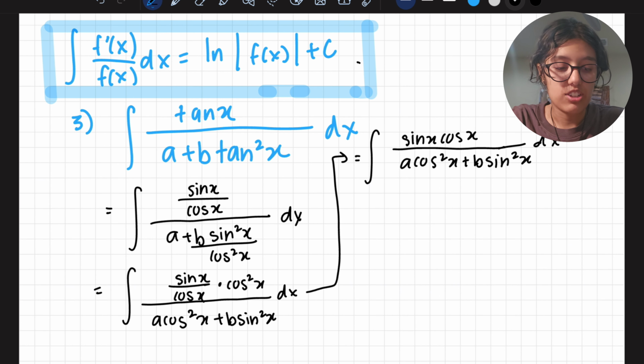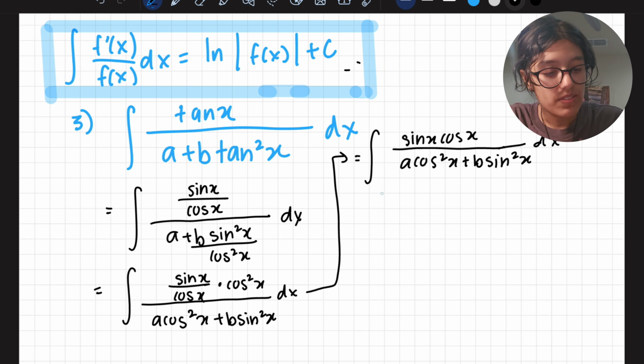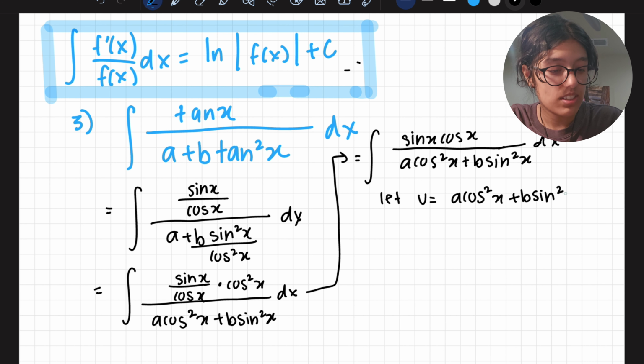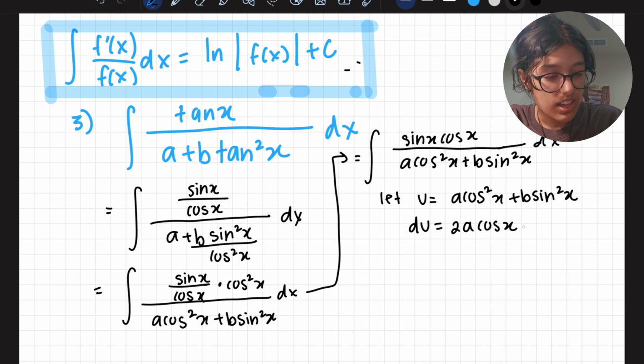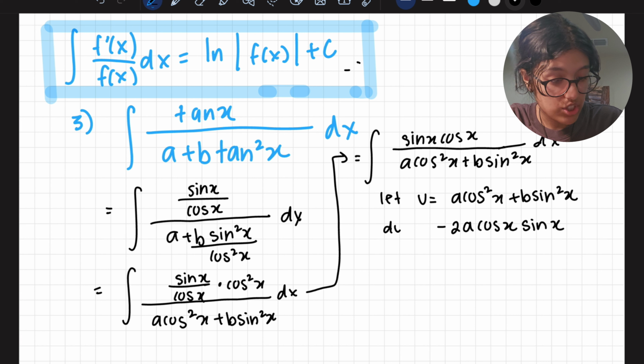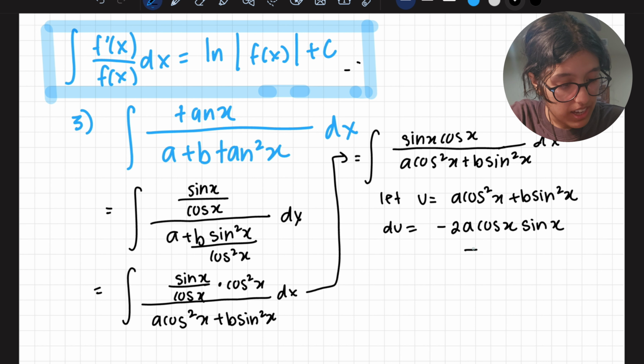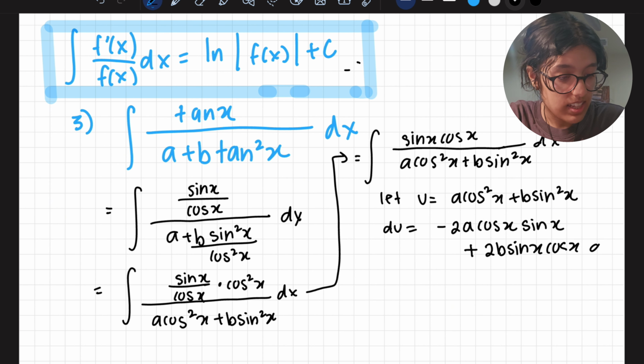I can't apply any trigonometric identities that would help me, so I'm just going to apply u-substitution and see if I can actually apply this formula over here. So I'm going to say let u equal the denominator, so a cos squared x plus b sine squared x. I'm going to take the derivative, so 2a cos x times minus sine x. I'm applying the chain rule for this one. And then we have plus 2b sine x cos x and then dx.